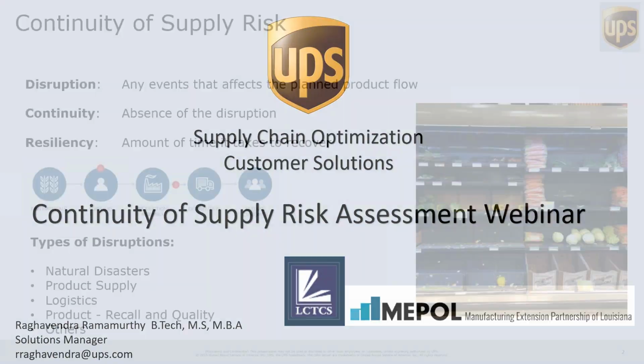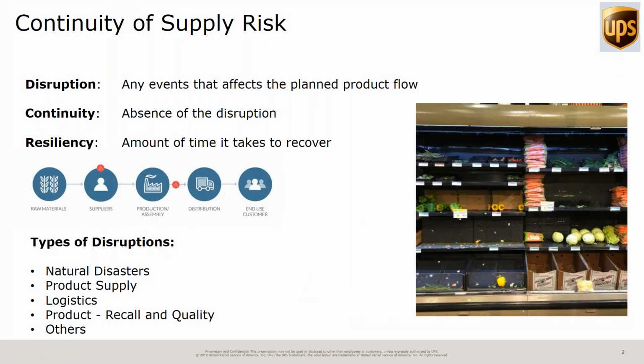So when you think about disruptions or continuity of supply, a disruption is any event that affects the planned product flow. Whether the product flow is not getting the product you need, or it could also mean getting something that you don't need. For example, a bad quality product that even though you might receive the inventory of the product, you might not be able to utilize it to fulfill your customers' demand.